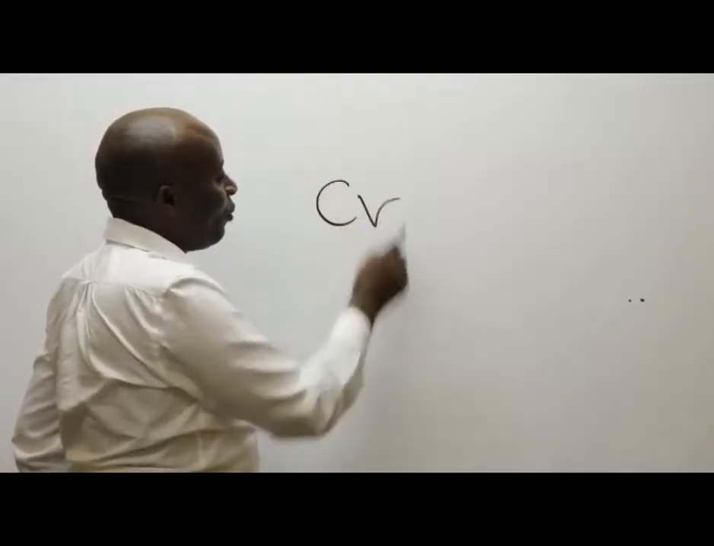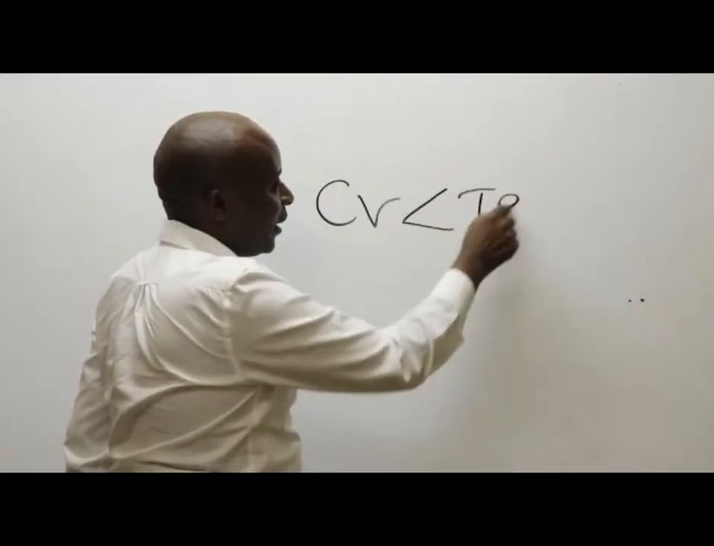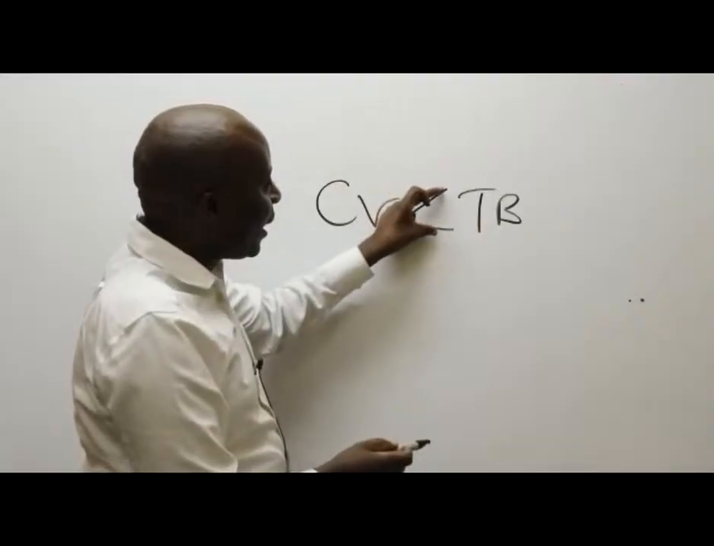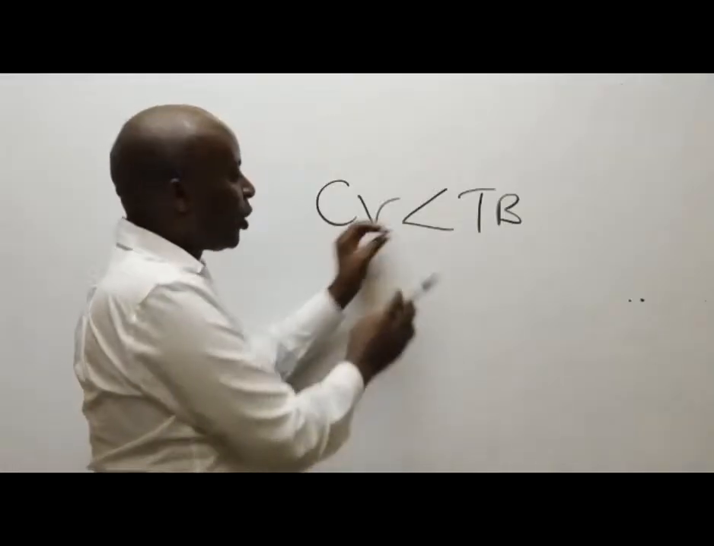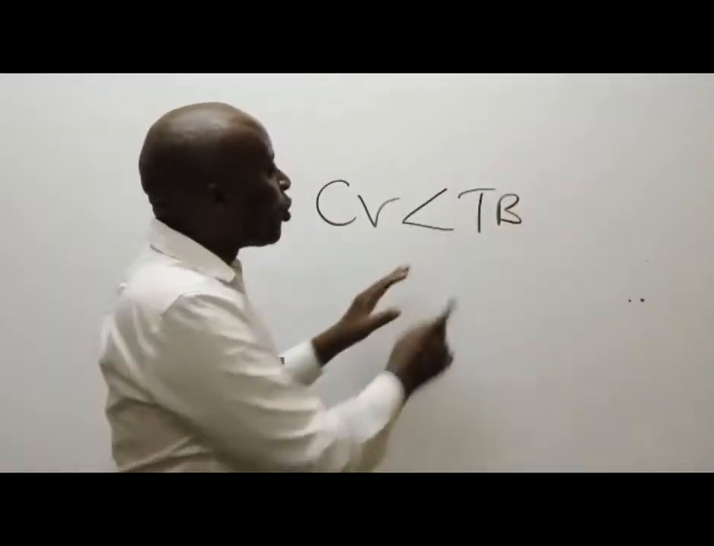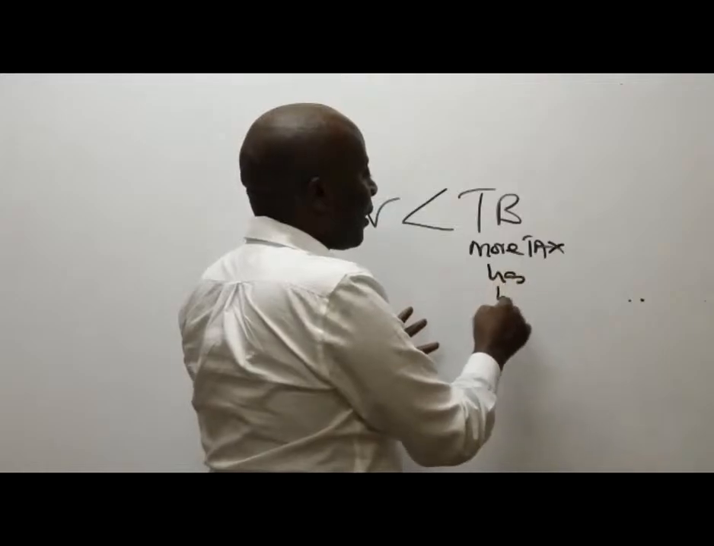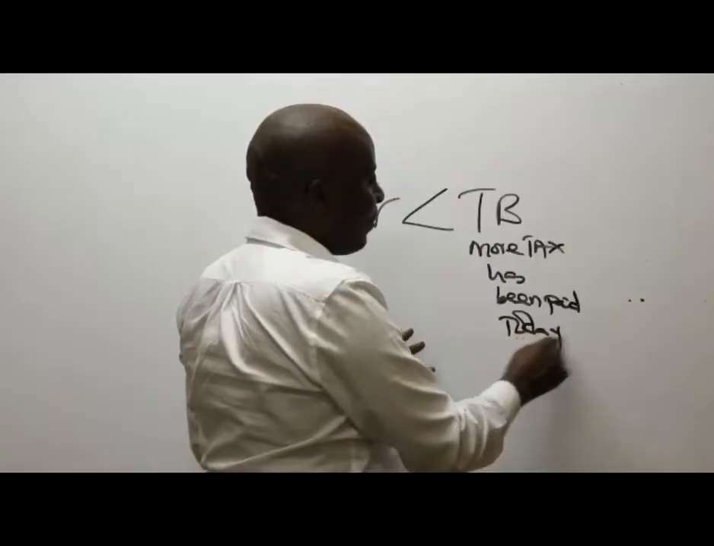So if, for example, ladies and gentlemen, you get a situation where the carrying value is less than the tax base, you can see the way this thing is coming down. It means that the carrying value is less. It's going upwards towards tax, meaning that you have paid more tax today. Higher tax has been paid today.